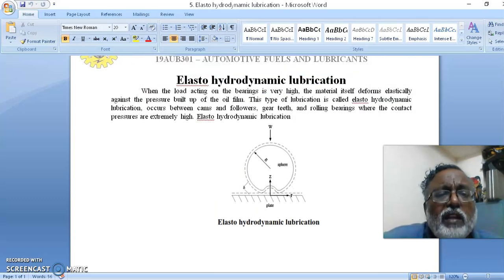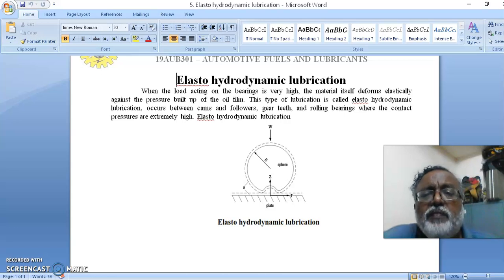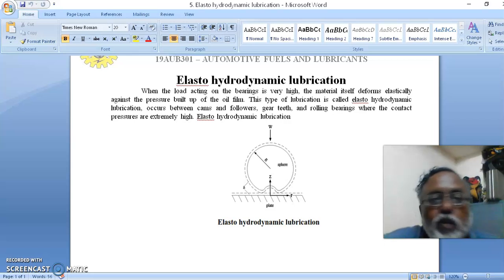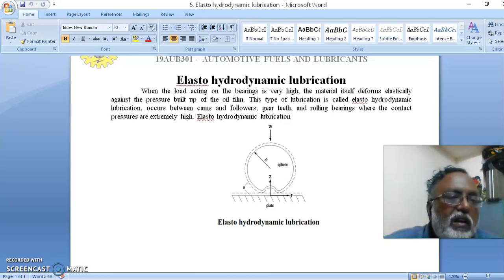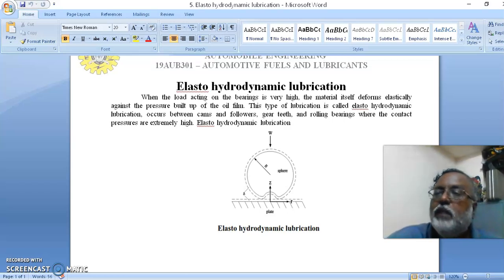When the load acting on the bearing is very high, the material itself deforms elastically against the pressure buildup of the oil film. This type of lubrication is called Elasto Hydrodynamic lubrication, which occurs between the cams and followers, gear teeth, and rolling bearings where the contact pressures are extremely high. Elasto Hydrodynamic pressure is shown here.